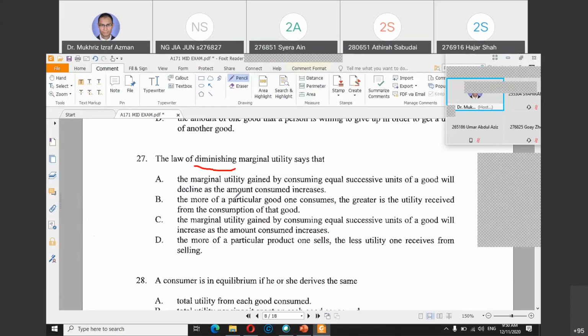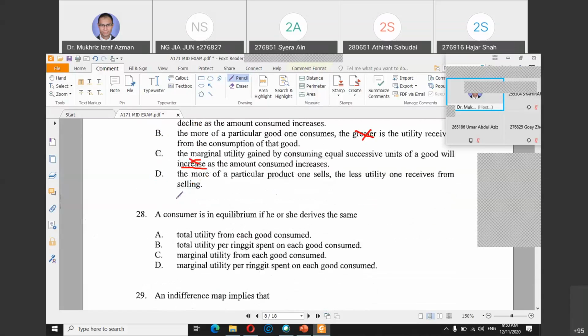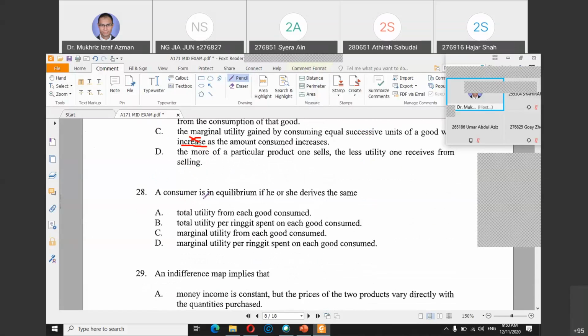So B, the more one consumes, the greater. The word greater means higher, which is wrong. C, the MU gained by consuming equal units will increase. Also, the word increase here is wrong. It's supposed to be decreasing. D is about you selling a product, which is not about the consumer. So again, this is a wrong answer. So the correct one should be A. Okay, question number 28.